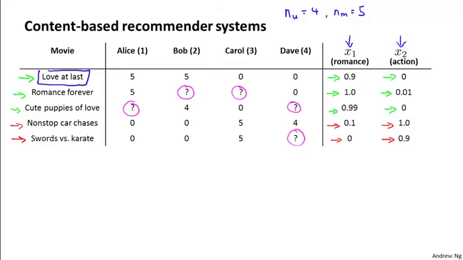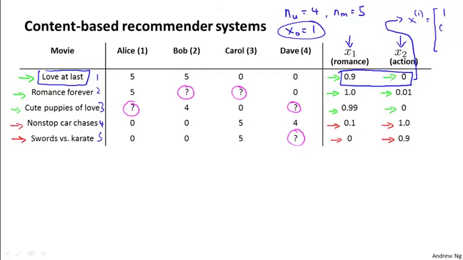Let's take movie 1, so let's call these movies, movies 1, 2, 3, 4, and 5. For my first movie, Love at Last, I have my two features, 0.9 and 0, and so these are features x1 and x2. And let's add an extra feature, as usual, which is my intercept term feature x0, which is equal to 1. And so putting these together, I would then have a feature vector x superscript 1. The superscript 1 denotes the feature vector for my first movie, and this feature vector is equal to 1, 0.9, 0. The first 1 there is this intercept term, and then my two features 0.9, 0, like so.